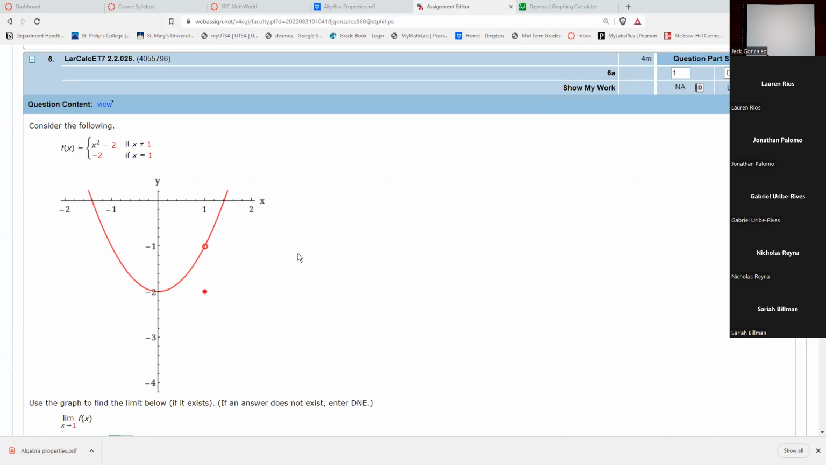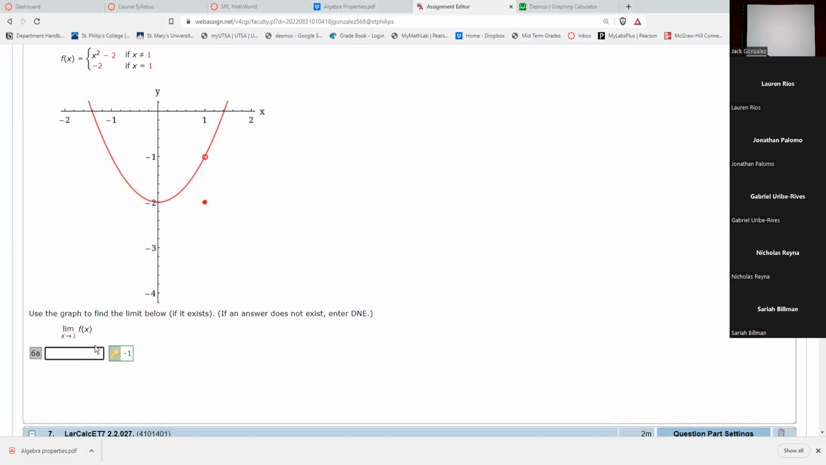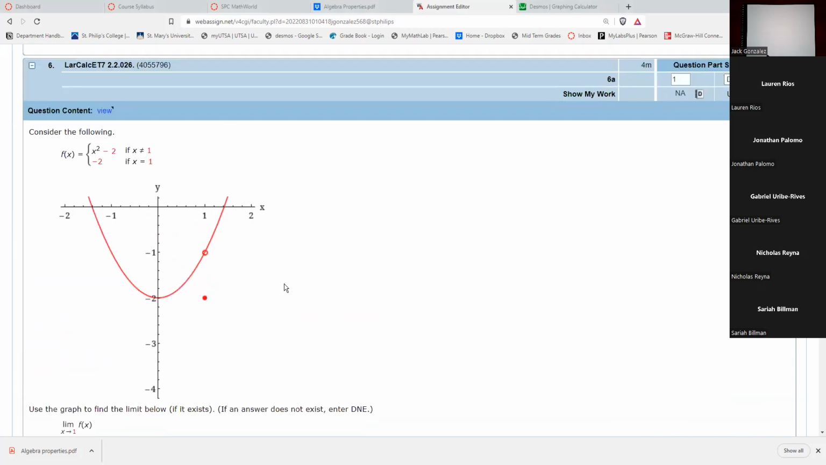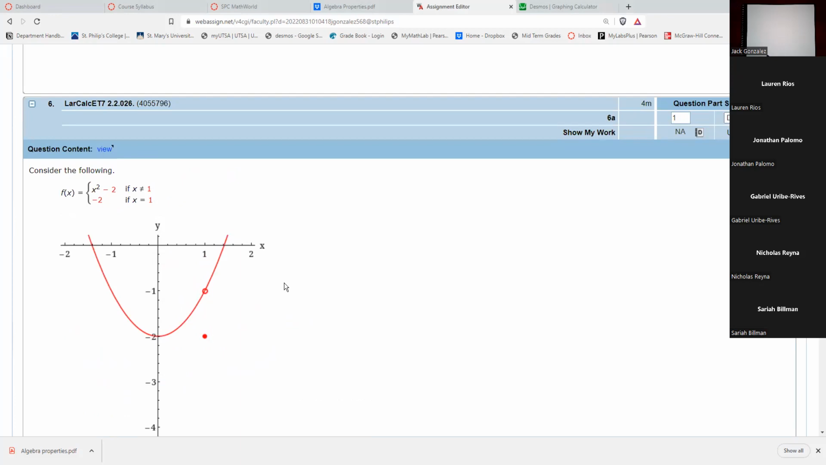So the functional value doesn't have to exist, but the limit can still exist even if the function is undefined at that location. Just look at the picture and ask, what am I approaching? Is it the same from both sides? If it is, the limit exists. -1. That's how you're going to put -1. Any questions on number 6?